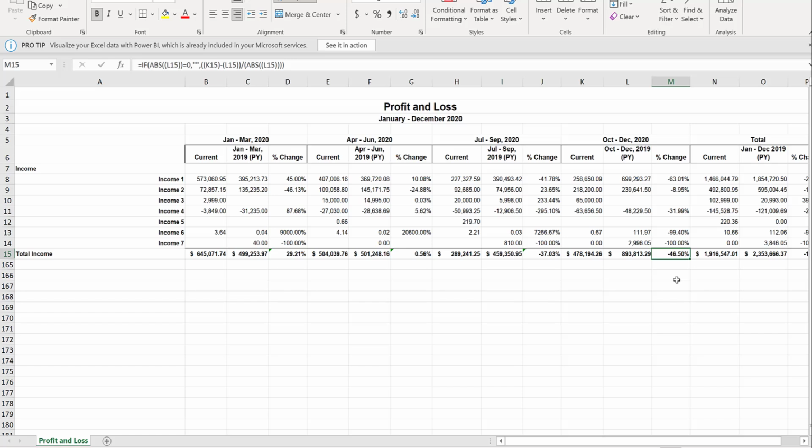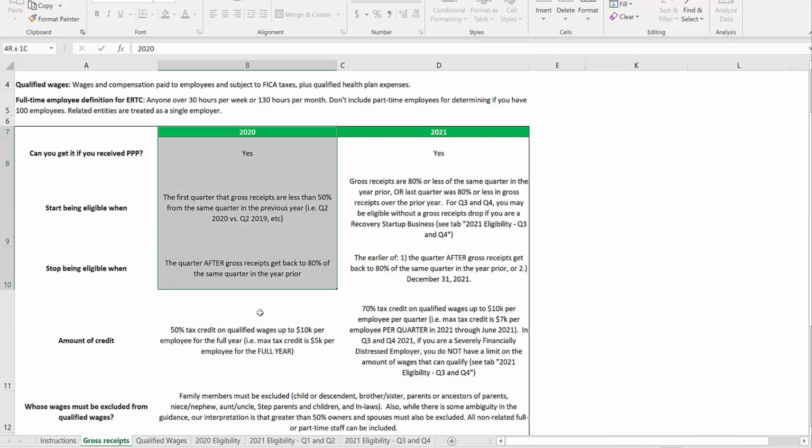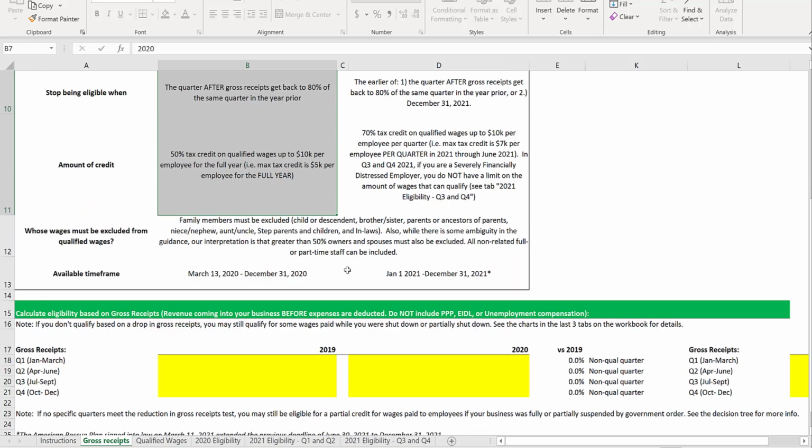So in this situation, we would just say, nope, they don't qualify, and we're going to move on to 2021 and see what we can do in 2021. We have essentially disqualified ourselves out, or this client has disqualified themselves out of the 2020 employee retention tax credit. Okay, so now all of this 2020 information is not anything we need to look at.